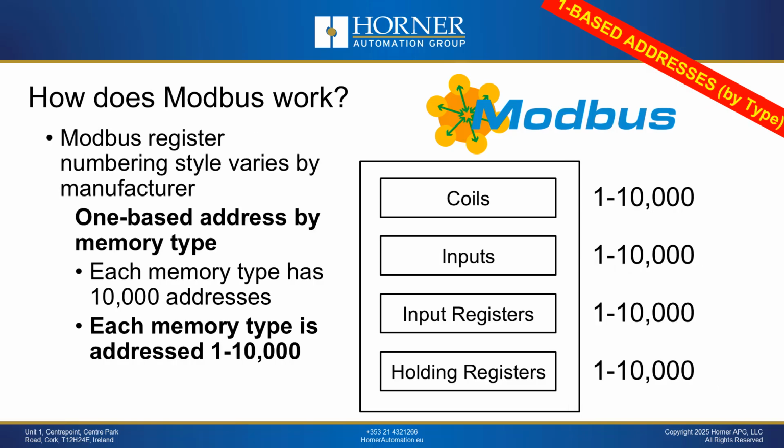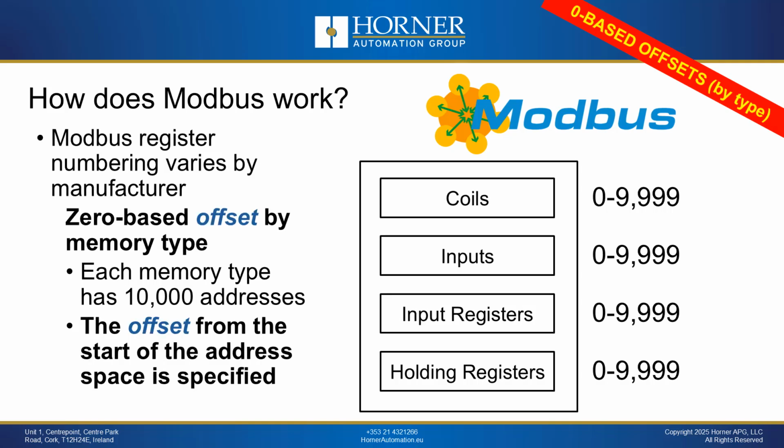Unfortunately, not all manufacturers follow the traditional 5-digit scheme. Some manufacturers will number each of the 4 different memory types the same, 1 to 10,000. So if you have a one base start, and 10,000 total memory locations within each type, others will list what is called offset. In other words, they are using zero-based addressing for the same amount of registers or the same amount of addresses per memory type.